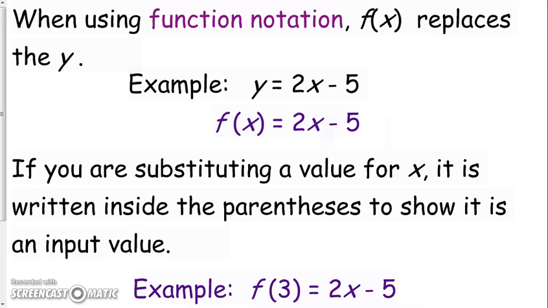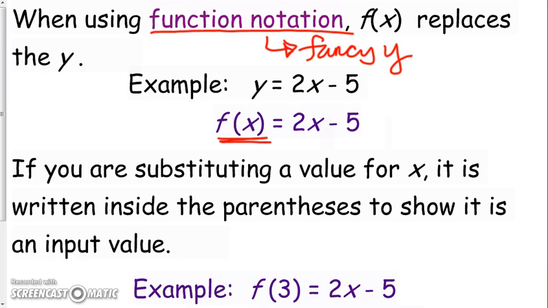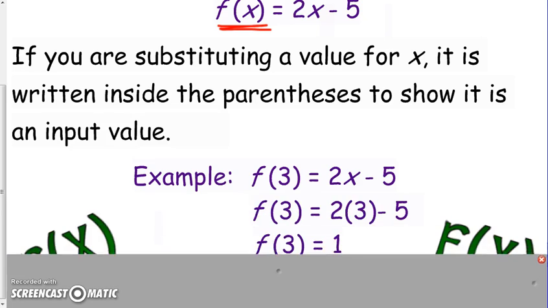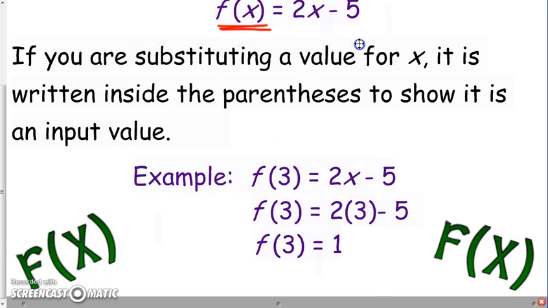So when using function notation, this is a word you need to know, f of x replaces the y. We call it the fancy y. So instead of y, we did f of x equals 2x minus 5. So if you are substituting a value for x, it is written inside the parentheses to show it as an input value. So f of 3 would be x equals 3, the same thing as f of 3. This is your x value. Whatever's in the parentheses is the input value.